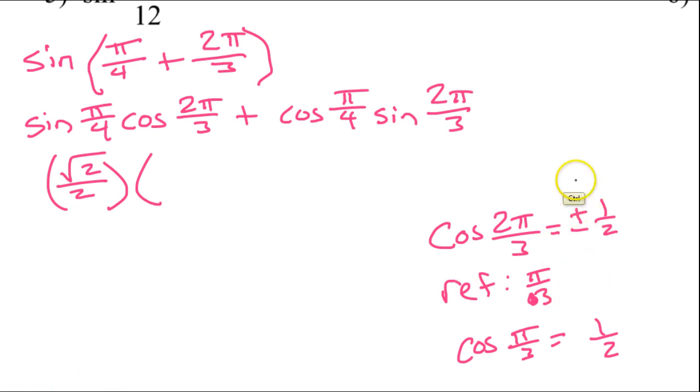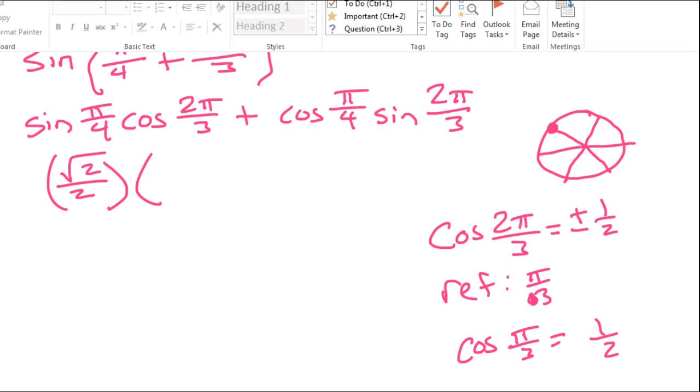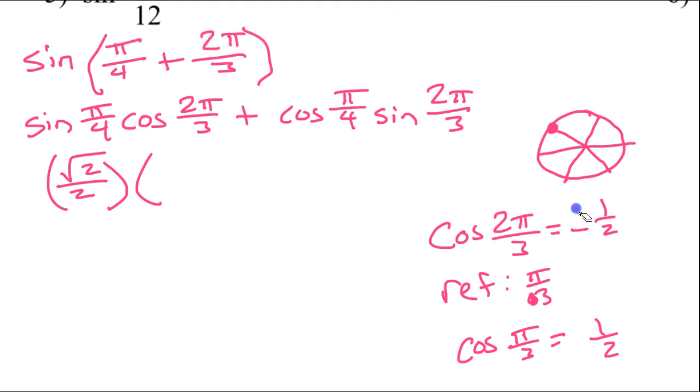All right, 2 pi over 3. I'm picturing this in my mind. Pi over 3 looks like this, so 2 pi over 3 is right here. That's in the second quadrant. Cosine is negative over here. So that tells me that I will have negative 1/2. You should be able to do all that in your head though. So this is negative 1/2.